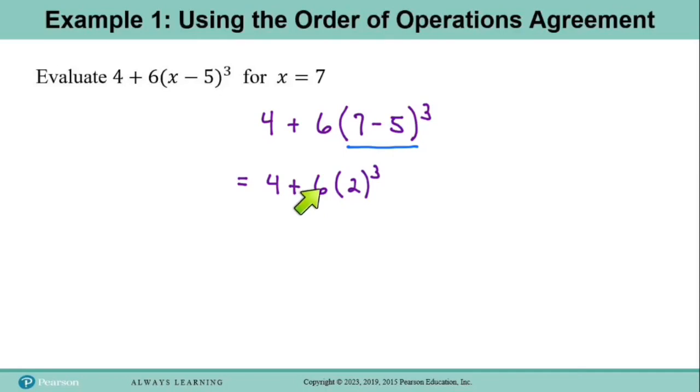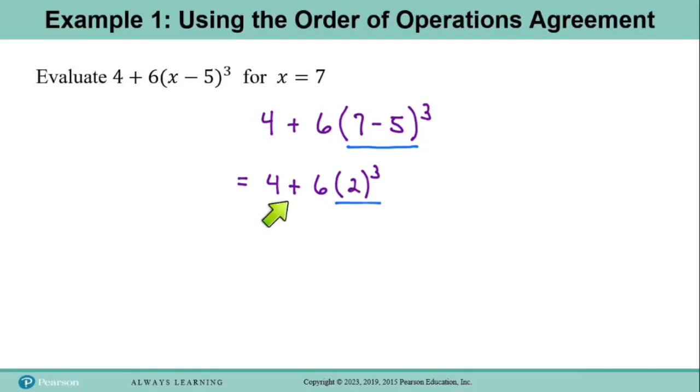So if you were thinking that 6 times 2 is 12, and then we would need to do 12 to the third power, you're getting ahead of yourself just a little bit. We know that exponential operations take precedence over multiplication, so we need to evaluate this exponential expression first. So 2 to the third power would be 2 times 2 times 2. Now 2 times 2 is 4, and 4 times 2 is 8, so 2 to the third power is 8.